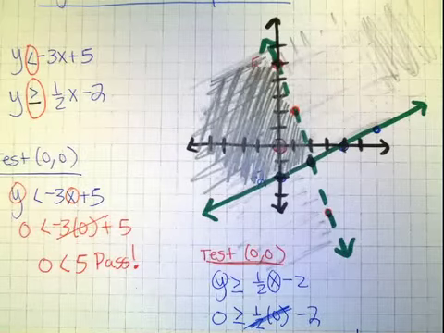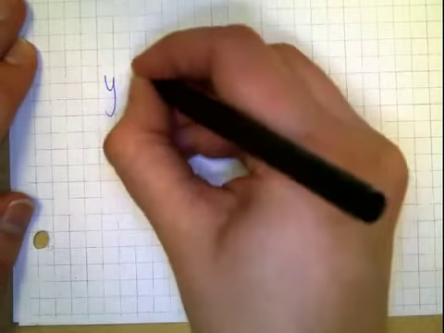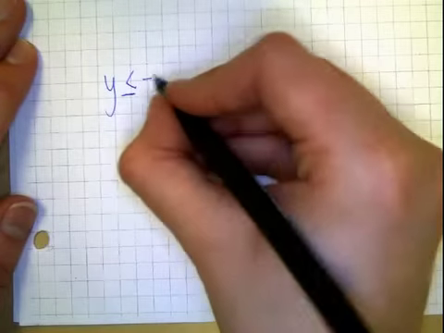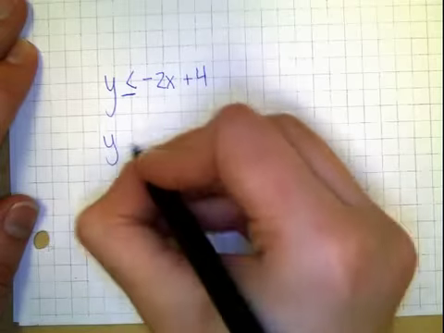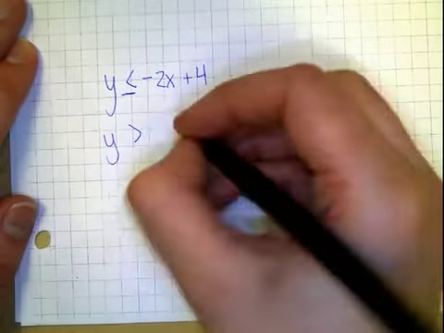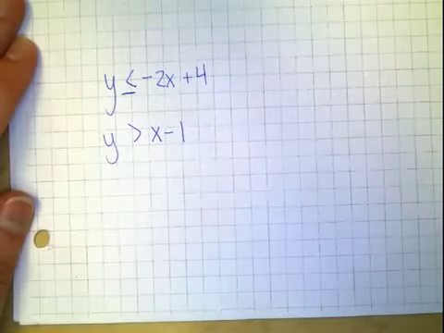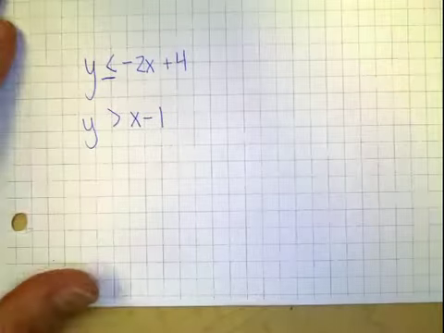So why don't you guys try one? Why don't you do a new one down here? A new system. We're going to do y is less than or equal to negative 2x plus 4, and y is greater than x minus 1. Let's put those both on a graph. Maybe pause the video, try it yourself, and then check your answer.